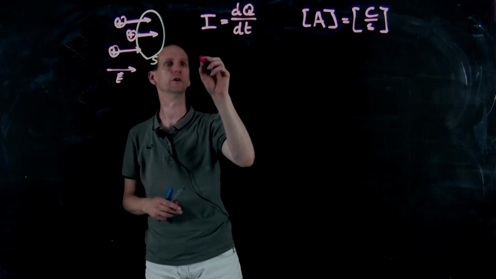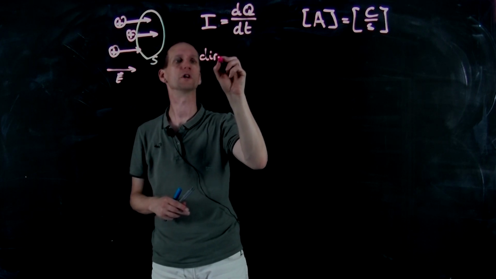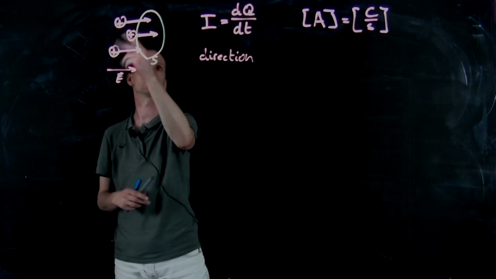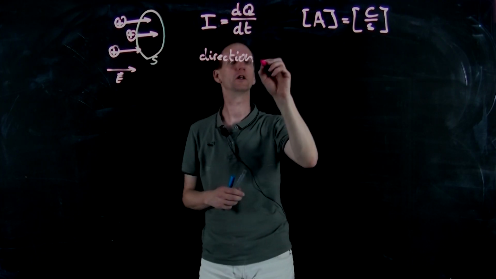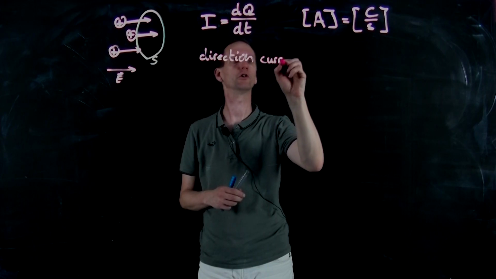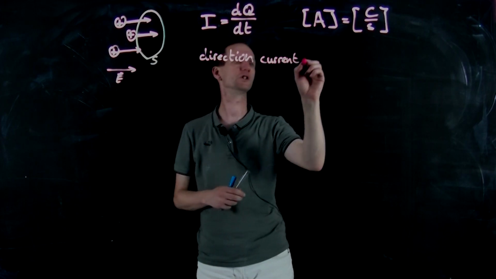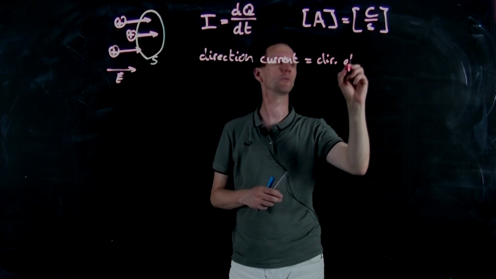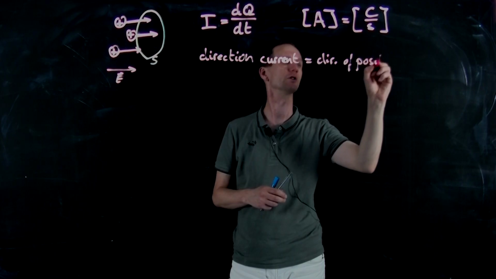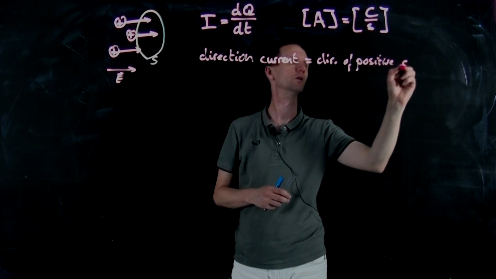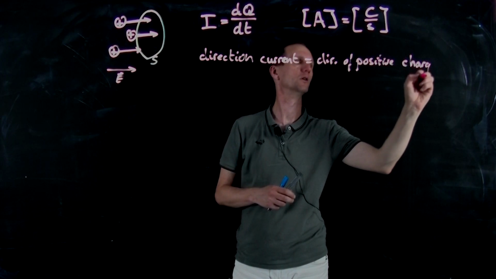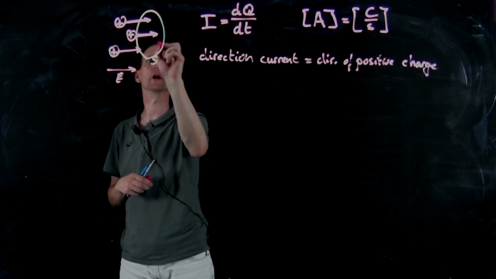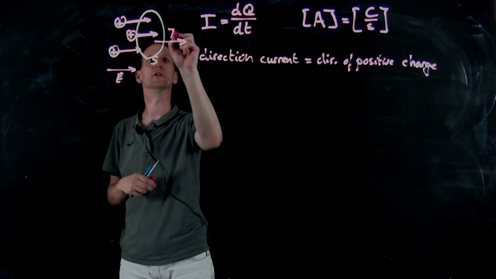Now the current always has a direction. So in this case the positive charge is flowing in this direction, and the direction of current, or the current direction, is always equal to the direction of the positive charge. So in this situation here, the current is flowing in this direction.